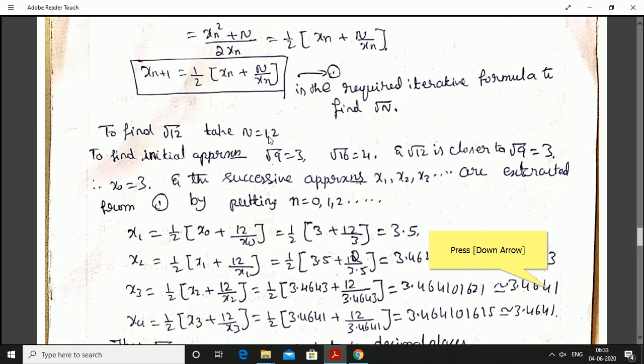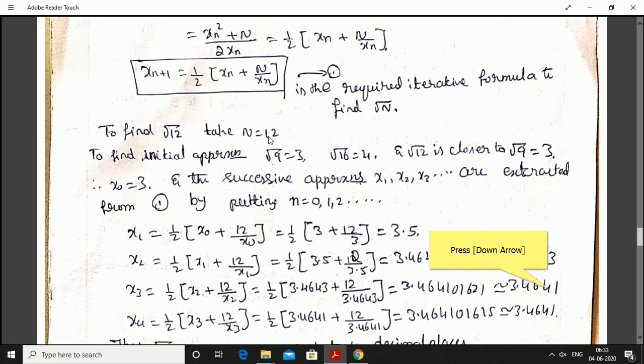Now, the second approximation to the root, x2, is obtained just by replacing x0 by x1. x2 = 1/2 (x1 + 12/x1). Now x1 is stored in the answer key, so x1 is 3.5, plus 12 divided by 3.5. Wherever you require x1, you can press the answer key or else compute directly. Correct to 9 decimal places, the answer is 3.464285, and correct to 4 decimal places it is 3.4643.